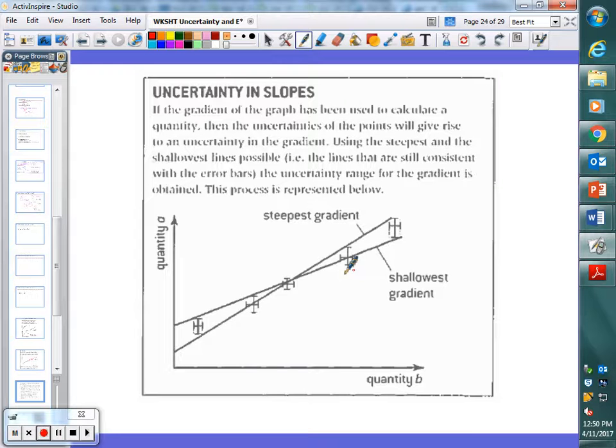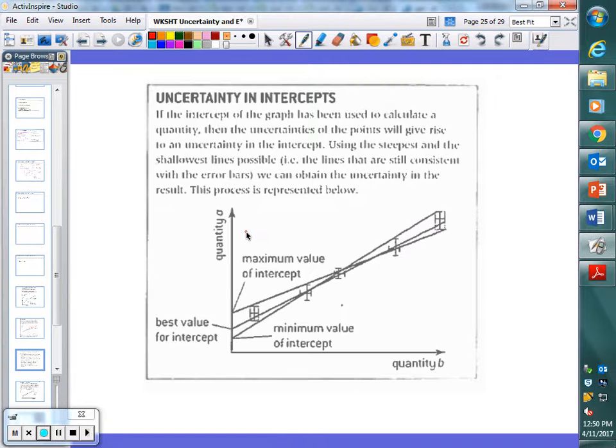And then for the shallowest slope, we take the low end of the uncertainty here and the high end of the uncertainty here, and draw that line. So technically what we're saying is our slope should fall somewhere in between these two lines, okay? Because that's what the uncertainty gives us. And then as far as the intercept, if you've drawn the steepest slope and the shallowest slope, that's the uncertainty range for your intercept. It has to be between one of those two things.